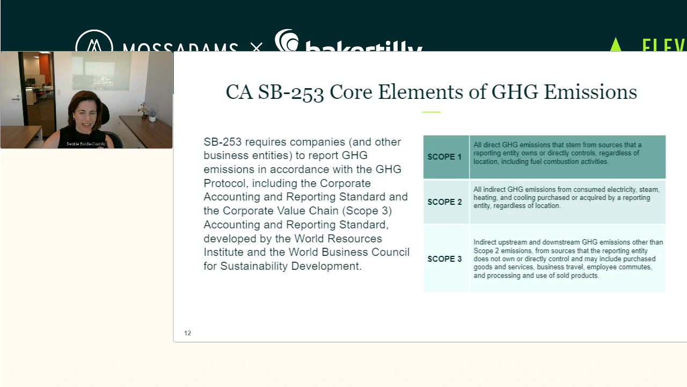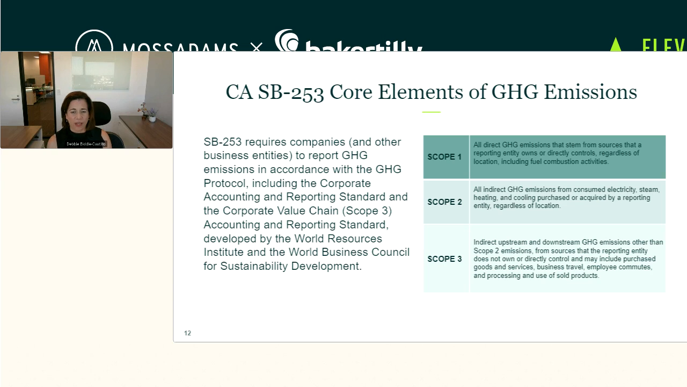So what actually are greenhouse gas emissions, Scope 1, Scope 2, Scope 3? This might be a review for a lot of you, but we want to make sure we're grounding ourselves in the detail. Scope 1 is all direct greenhouse gas emissions that stem from sources a reporting entity owns or directly controls. That can include things like fuel combustion from boilers. If you're a manufacturing company and you own your factories, you're going to have Scope 1. It can also include company-owned vehicles and those emissions, regardless of where those emissions physically occur.